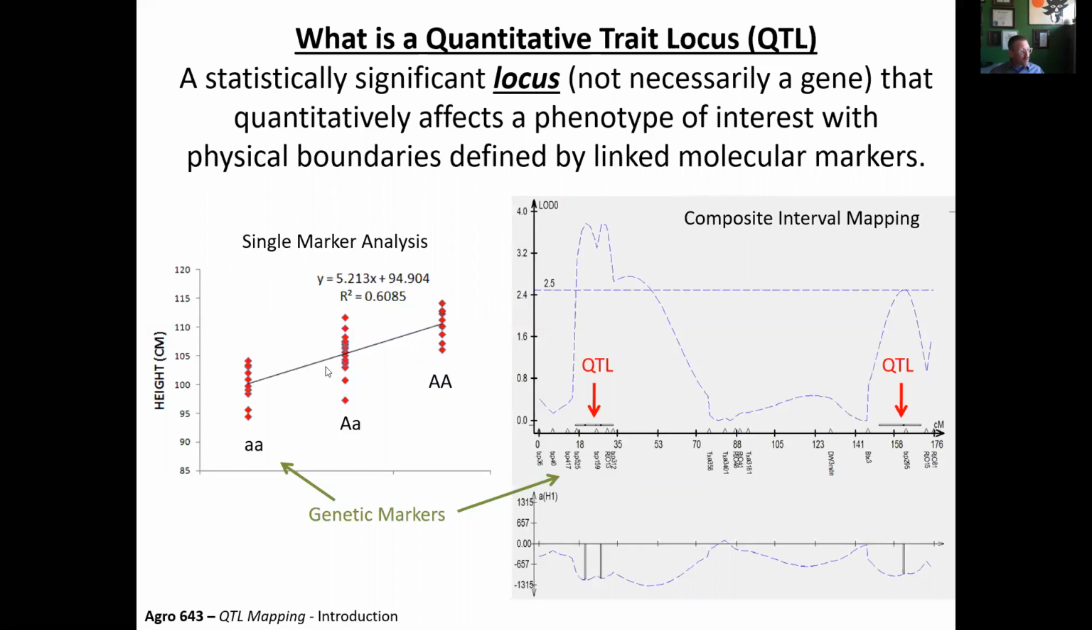The other thing I forgot to point out here is that we have a fit to the line, so we have an R squared. We also have an effect size, and our effect size in this case is 5. So each large A allele increases the height on average by 5 centimeters. The other thing I'm not showing here is the significance. Is this a significant test? That's how we find whether or not there's a QTL.